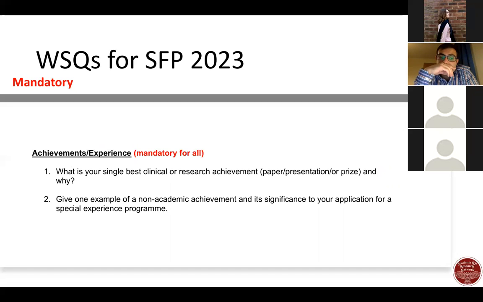So, achievements and experiences. Sometimes the questions are direct. They're just, what is your single best clinical or research achievement? You may have had 10 achievements, but they are looking for the single best one. So you need to choose carefully, and you need to explain why. You need to have a rationale behind your suggestion. So give one example, and always support your statements with examples and evidence. So it's quite important to be able to do that.